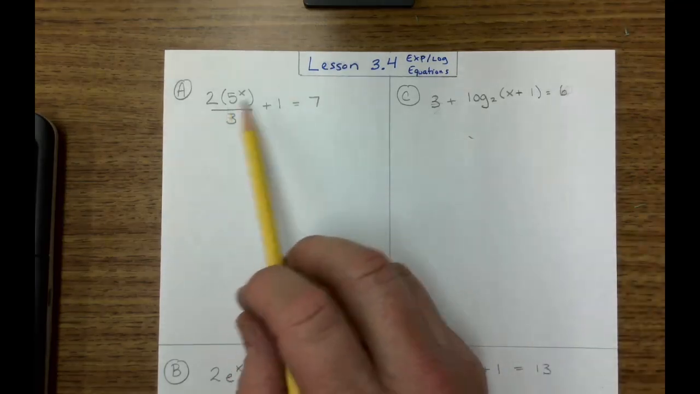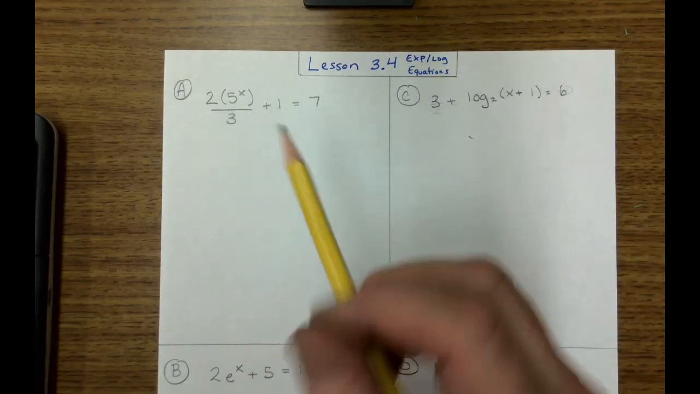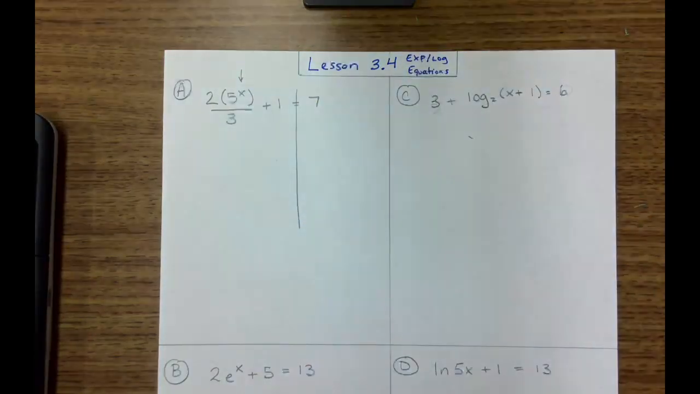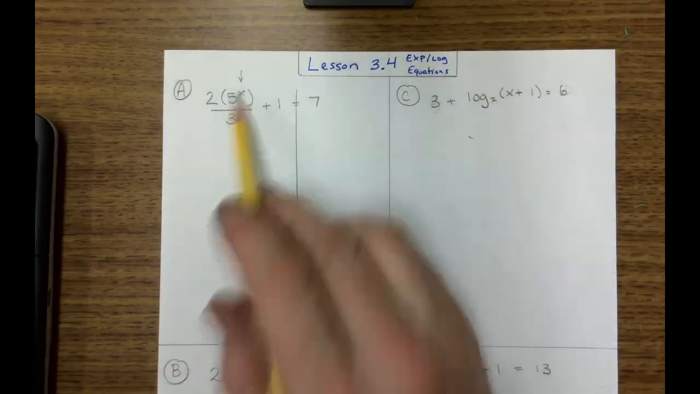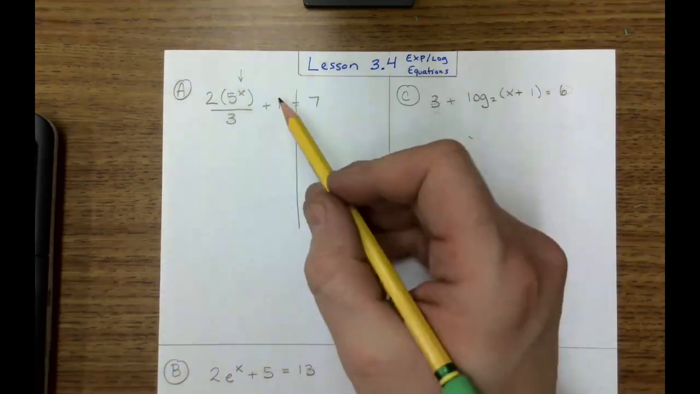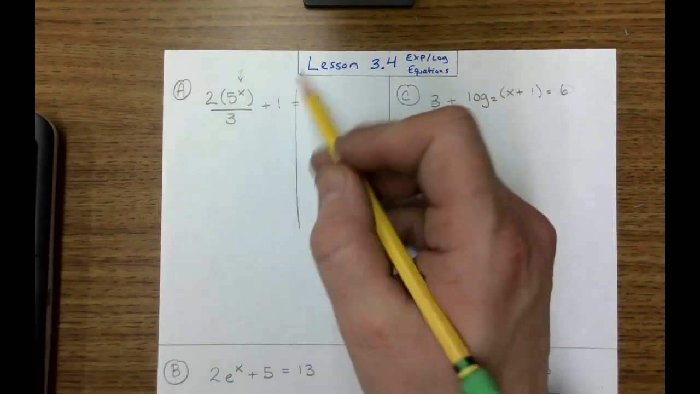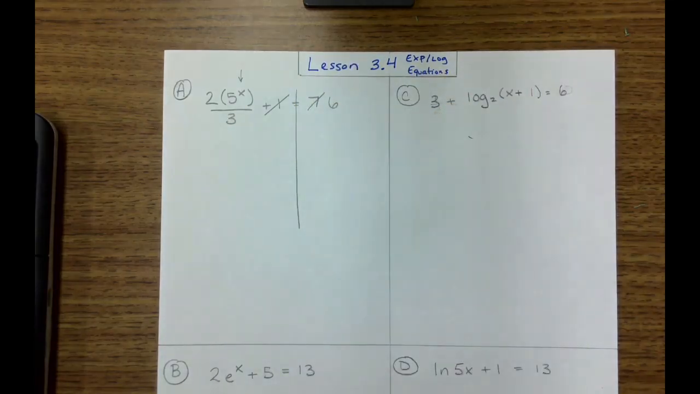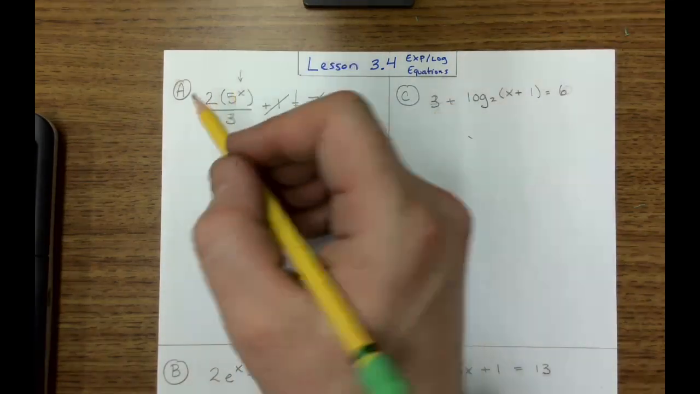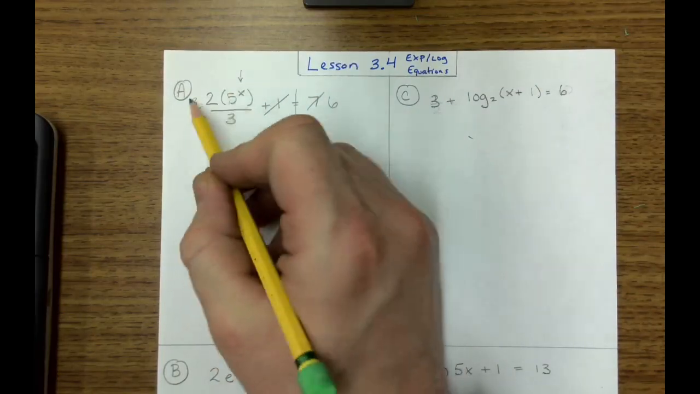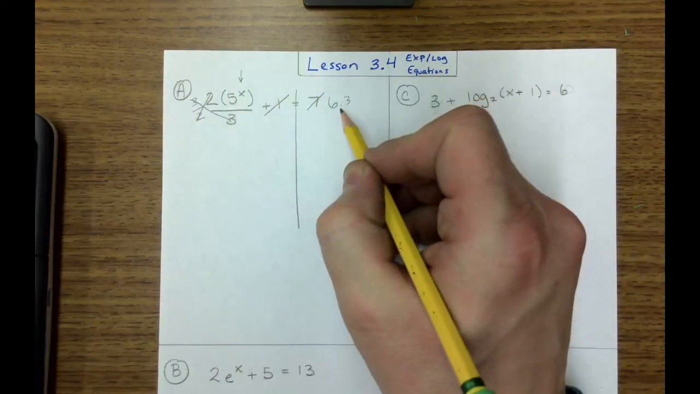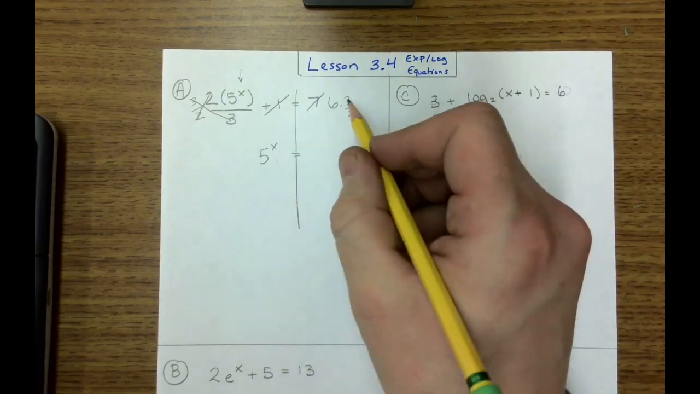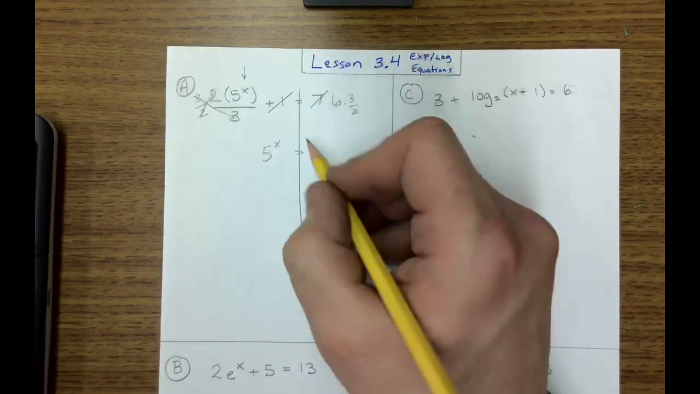Letter A. We have this long problem here, and our job is to figure out what this x is. We're going to draw a line down the middle, and we're going to do stuff to both sides so we can get to this x. Well, first off, I can just subtract this 1 over, so let me go ahead and do that right now. Subtract that 1 over, and that's now 6. And now to undo this fraction, we're just going to multiply by 3/2, and the fraction's gone. And so now I have 5 to the x is equal to 18 divided by 2 is 9.